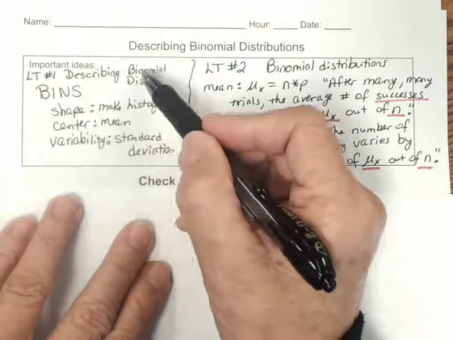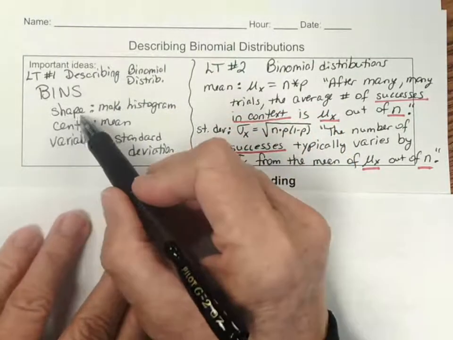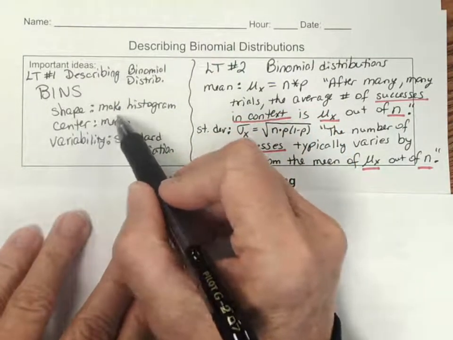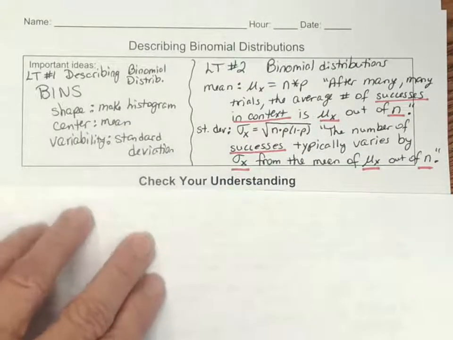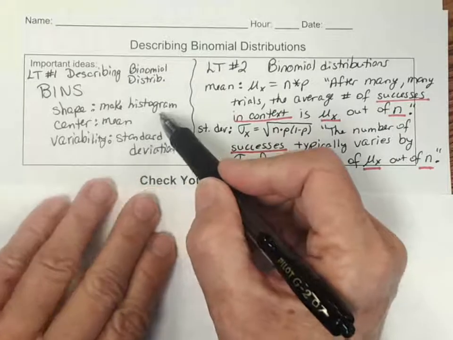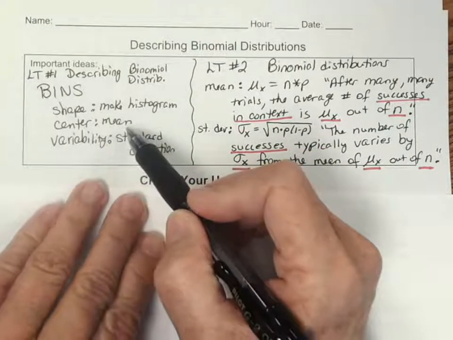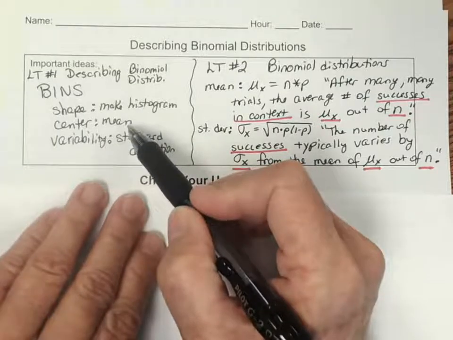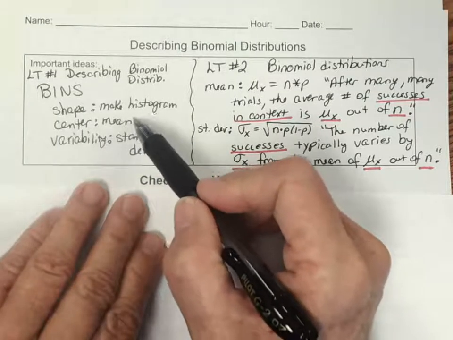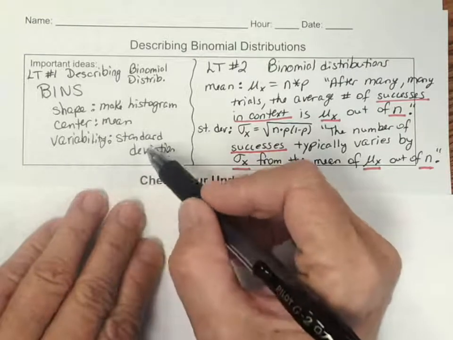And if we have to describe a binomial distribution, the shape, we would have to make a histogram of it. So for instance, I could have used my probability table to make a histogram. To find the mean, we went over that. I'm going to show you another way to find the mean. Because it's binomial, we have a second way. And the measure of variability is our standard deviation.